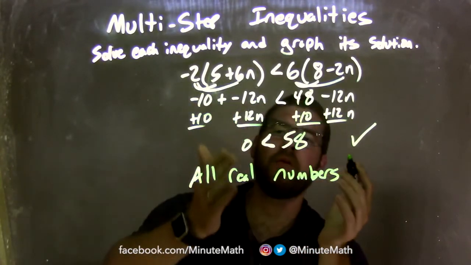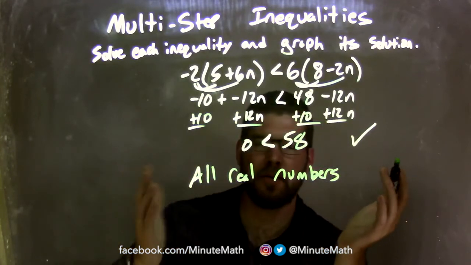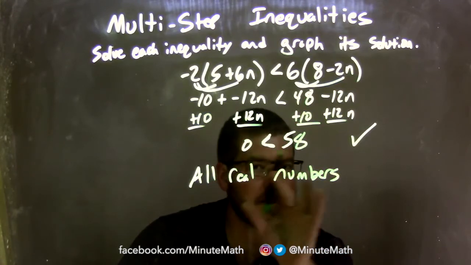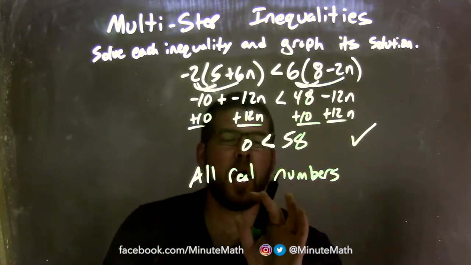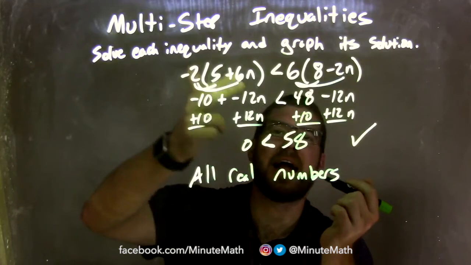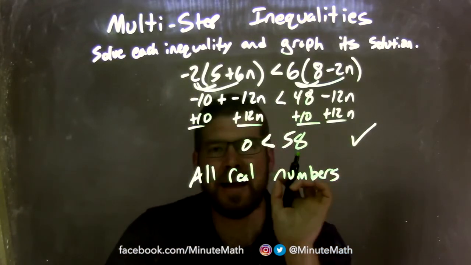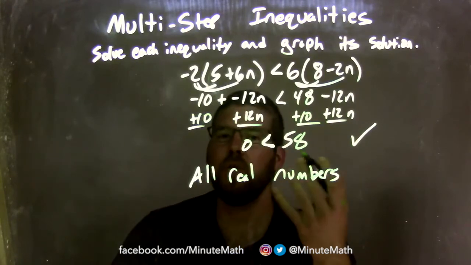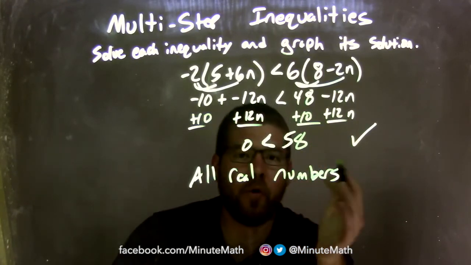It's a true statement. We have all real numbers. There's no variable left here, so it's just a number is less than another number, and it's a true statement, meaning all real numbers. Meaning that we can plug any number we want for n, and it will be a true statement, all right? And it could be 5, 15, -30. All real numbers will work.